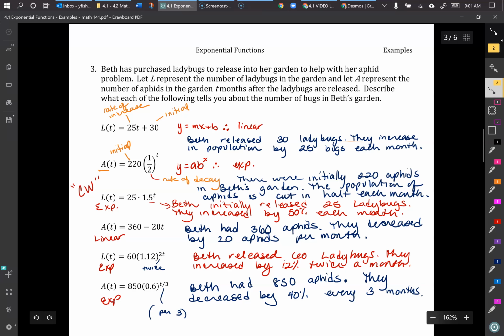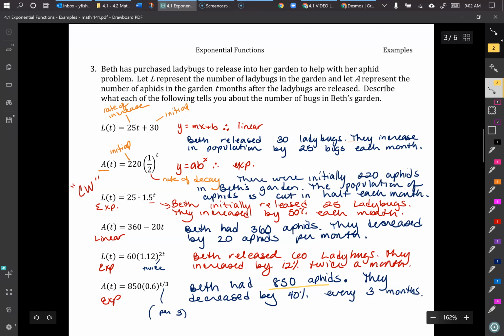The next one is exponential ladybugs. So this one, Beth released 60 ladybugs. They increased by 12%. Because that's that 0.12 increase onto the 100%. And it happened 2 times every month. So twice a month. And then the next one would be exponential.